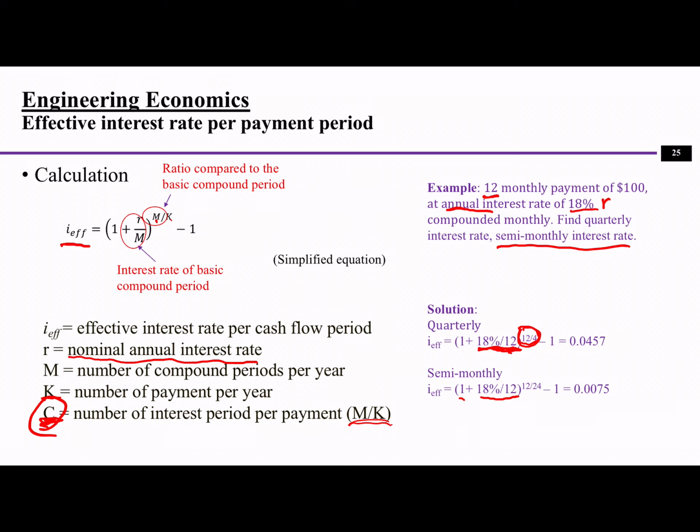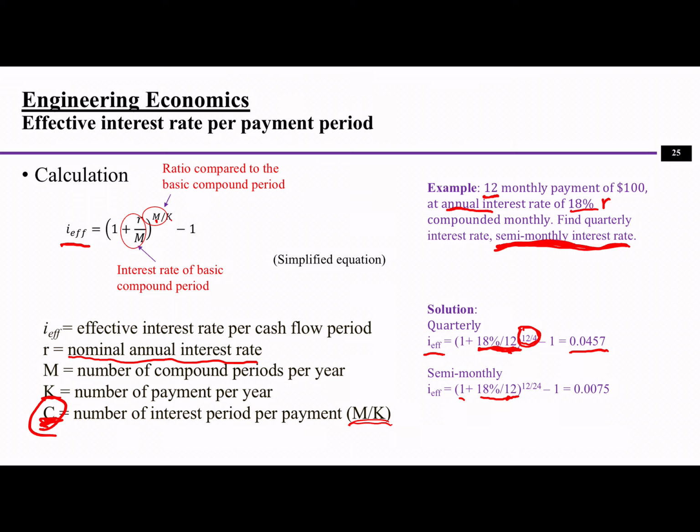Now let's look at the semi-monthly interest rate. Same thing. We use 1 plus 18% divided by 12. We get this basic interest rate based on the nominal interest, divided by 12. The basic period is monthly, a month. And what is the semi-monthly interest rate? Semi-monthly is half, so we use 1 divided by 2. It's half of this basic period. That's why it's 12 divided by 24. If you look at the equation this way, I think it's easier to understand how to do this conversion.